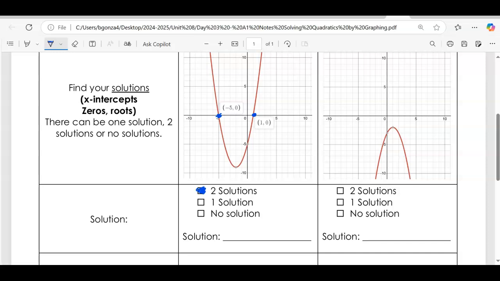The quadratic parabola, this type of function, makes a U shape, so doesn't that make sense that it would cross twice? I mean, makes sense, right? And what are those solutions? Just like from our warm-up, -5, 0, 1, 0.